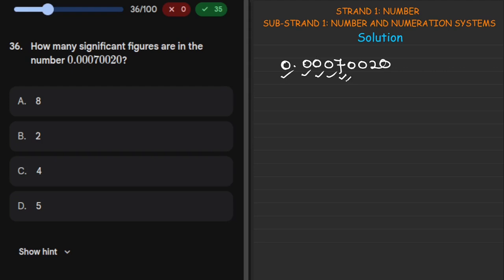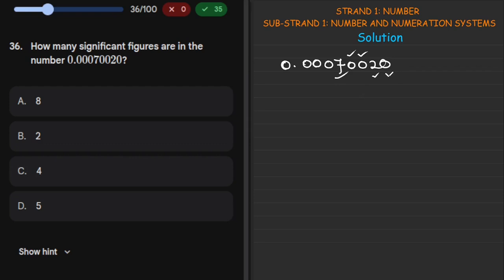Then this is a non-zero digit. Non-zero digits are significant. So we have our first significant number. Then this 0 is also significant. This 0 is also significant. The reason being that it is a sandwiched 0. See, that is a trapped 0. A 0 between significant figures. And that makes it what? Significant. So we have 1, 2, 3, 4.